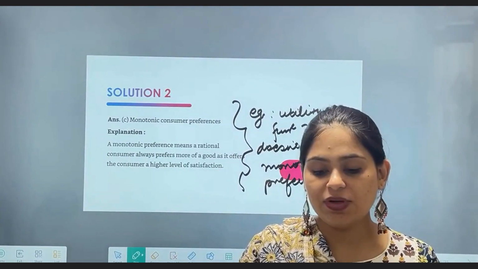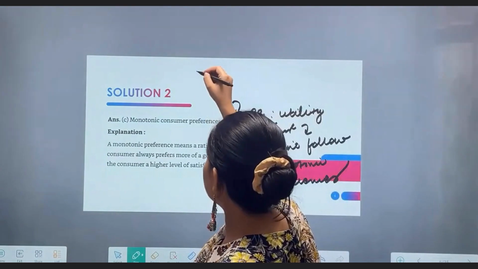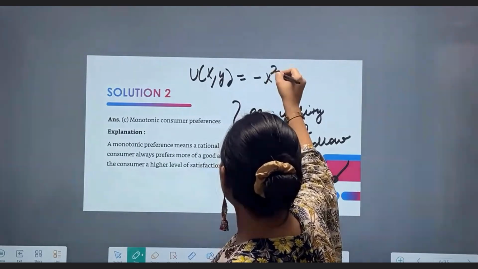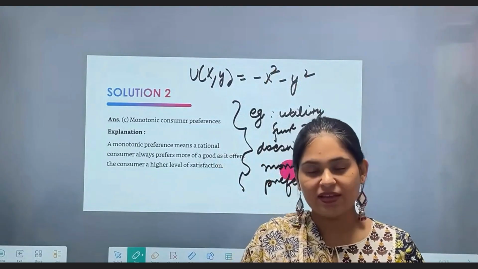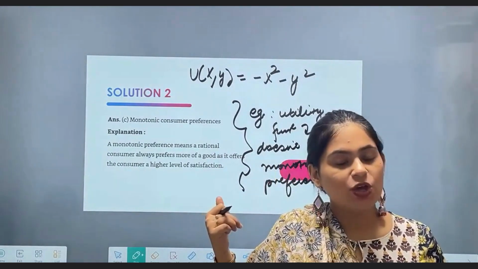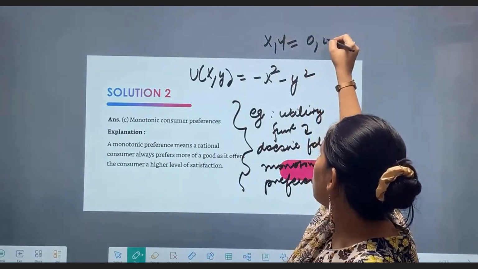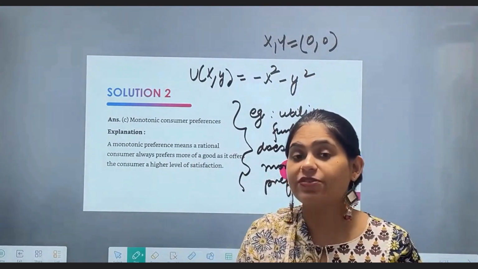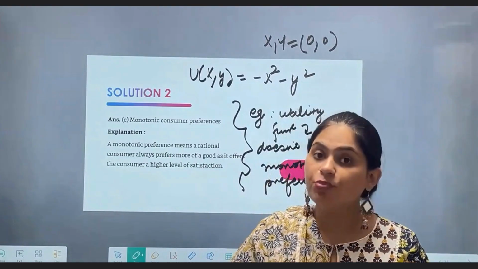One such example can be the example of bad goods, right? So if my utility function is like this, beta, minus x square minus y square. So both x and y are bad goods for me. They are giving me negative utility. Any number of x and y you put, you will get negative utility. You will always prefer that your x and y should be 0, 0 over any positive number of x and y. So here monotonic preference is not being followed. You want less of the good instead of more of the good, right?